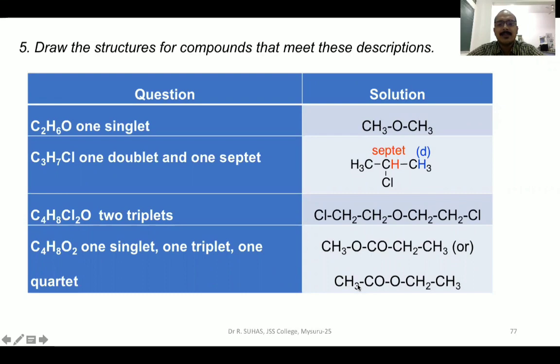Now let us see if the splitting pattern is satisfied or not. For this proton, there is no neighbor and hence it is appearing as a singlet. CH2 having neighbor CH3, 3 plus 1 is 4, so it is a quartet. CH3 has 2 neighboring protons, 2 plus 1 is 3, so you are going to get a triplet. One singlet, one triplet and a quartet. The description is satisfied and hence the structure can be this.